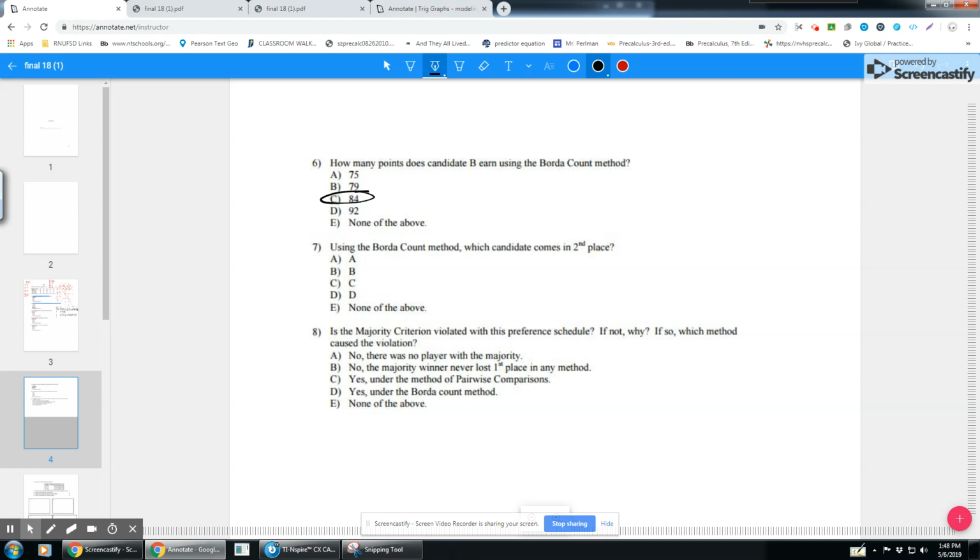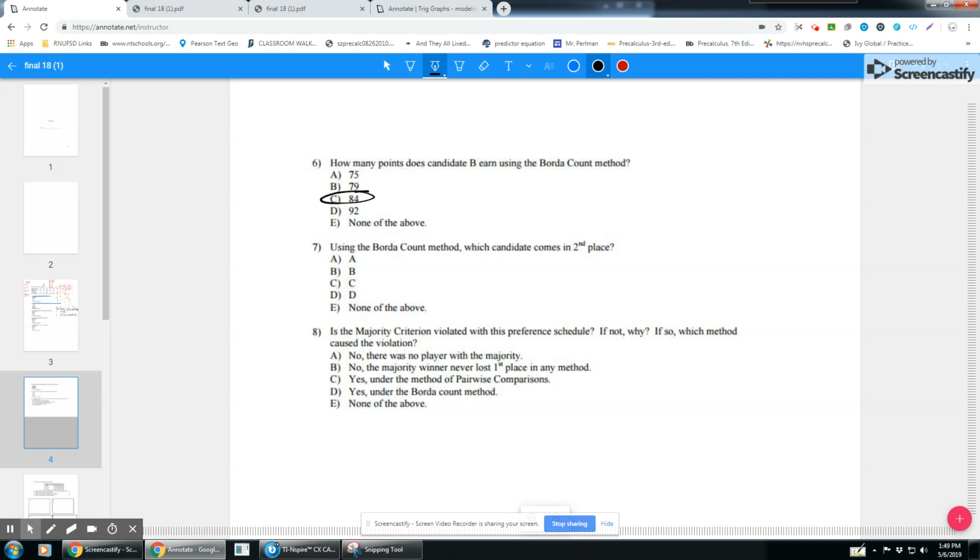When we do which candidate comes in second place, you're going to end up doing the Borda count for everything. To be honest, I'm not going to do that here, but you follow the same process that I just did. You just do it for every letter, and whichever came up on the answer key that I posted should be the answer.